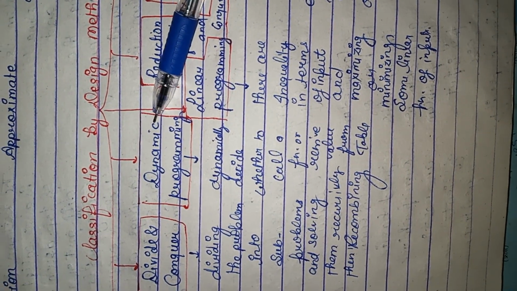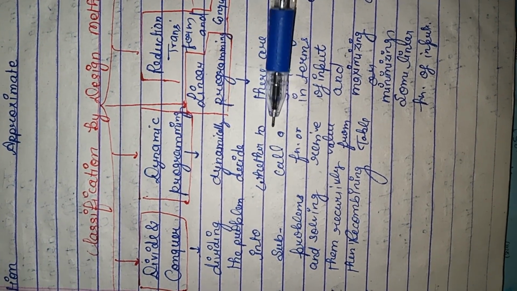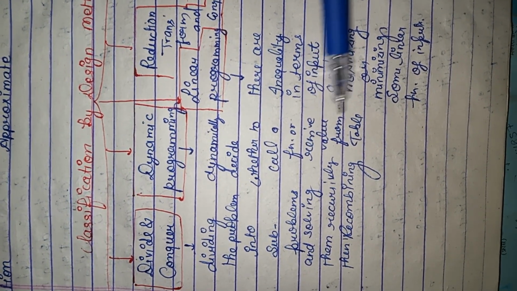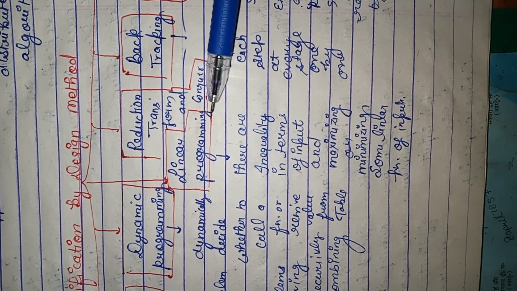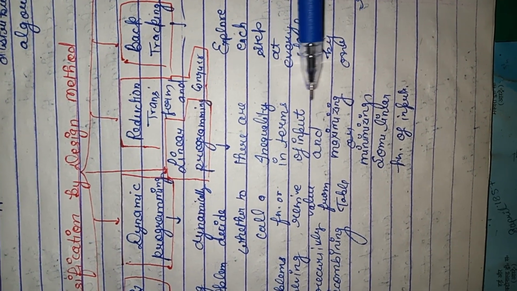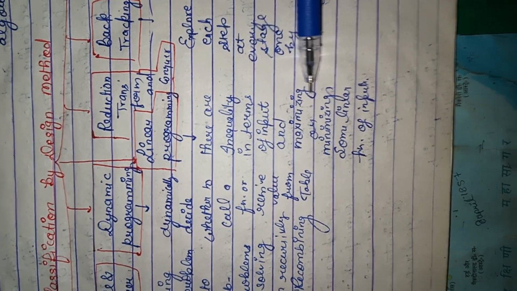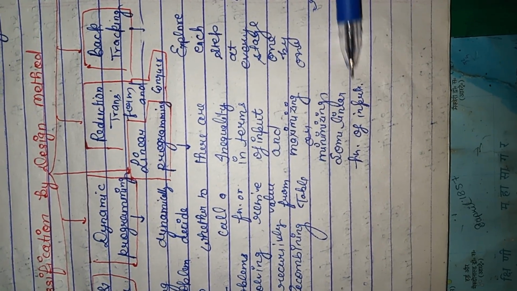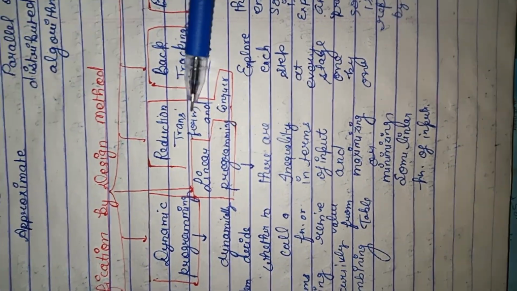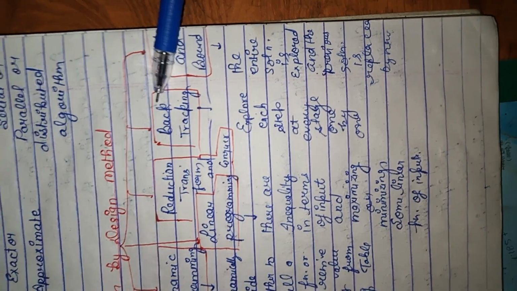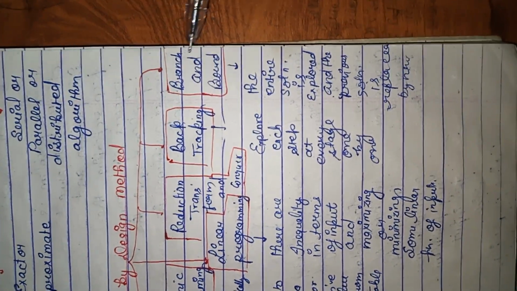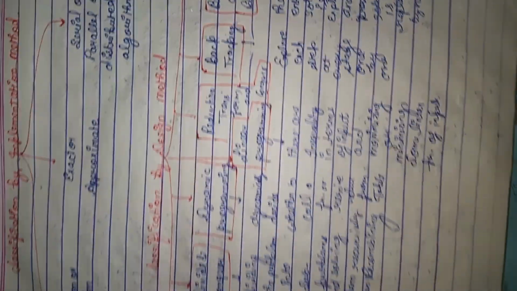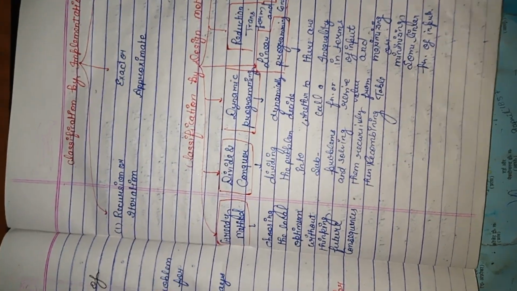Dynamic programming. Dynamically decide whether to call a function or retrieve value from the table. Linear programming. There are inequalities in terms of input, and maximizing or minimizing some linear function of input. Reduction, transform and conquer, backtracking, and branch and bound method. These all are the design methods.